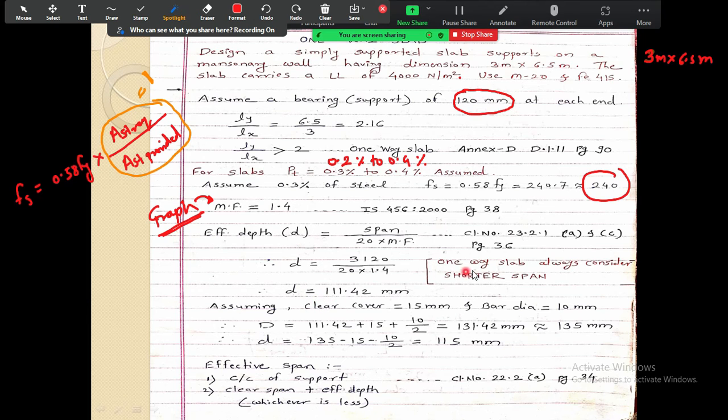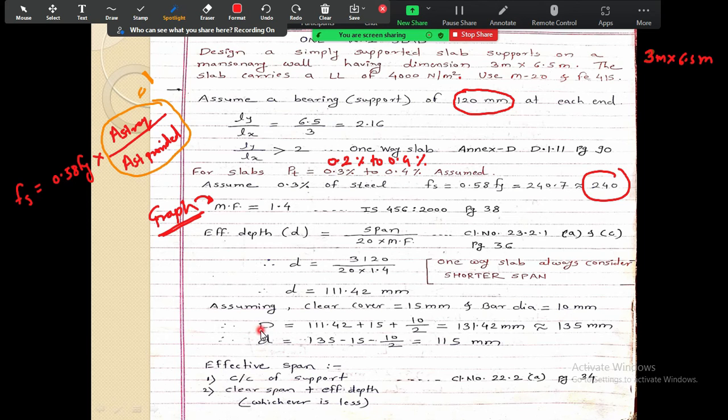Here I have also written one note: in a one way slab, always consider the shorter span. The shorter span we consider everywhere while designing, in two-way slabs also. So d is equal to 111.42 mm. Now we have assumed a clear cover of 15 mm. For a slab, normally 15 mm clear cover is assumed, and the bar diameter is 10 mm.